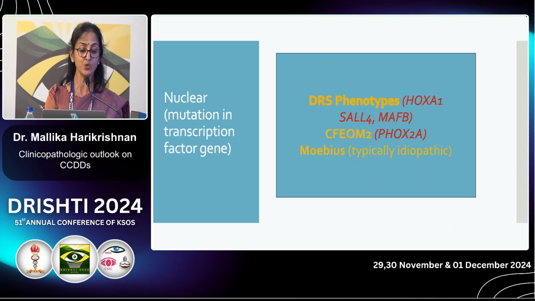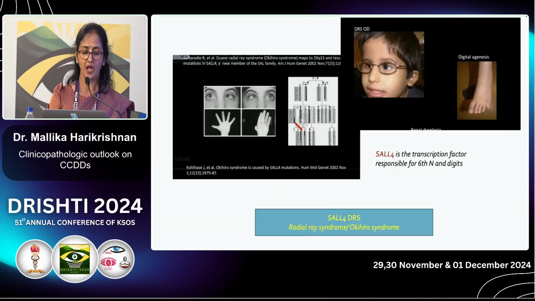Under the nuclear conditions, mutation in a transcription factor gene is the problem. The DRS phenotypes HOXA1, SALL4, and MAFB are examples. Also congenital fibrosis of extraocular muscles with PHOX2A mutation, and Mobius syndrome. Mind you, most cases of Mobius syndrome are idiopathic. SALL4 DRS is an example. SALL4 is the transcription factor responsible for the sixth nerve and digits.